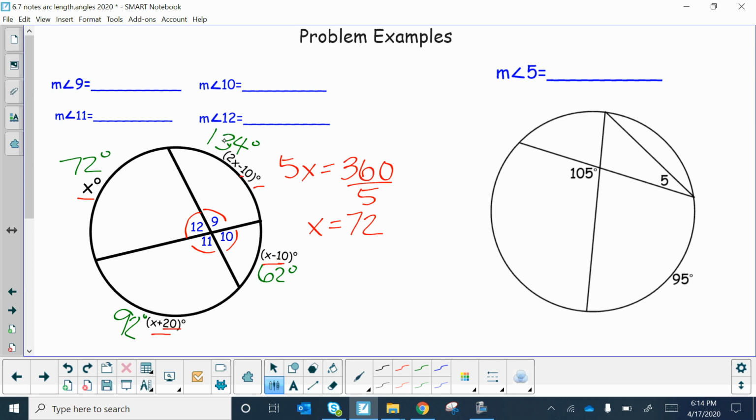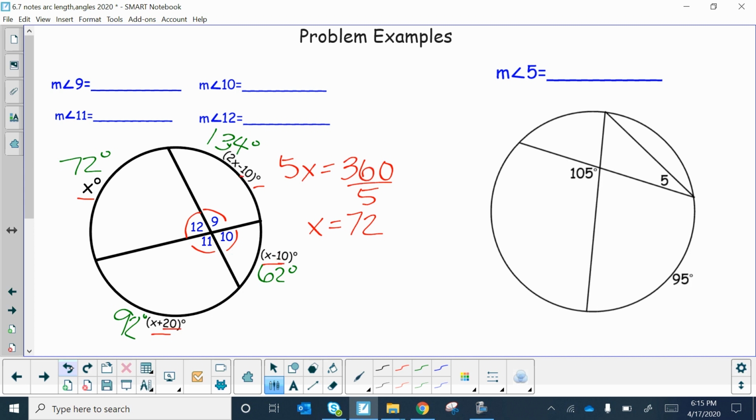Okay, now here's what a lot of kids will think is next. They'll say, oh, well, this must be 134, this one must be 72, this one must be 92, and this is 62. And I'm going to erase all that because that's all wrong. These are not central angles, okay? So you're relating it to something different, okay? They're not central angles. So let me get rid of all those numbers.